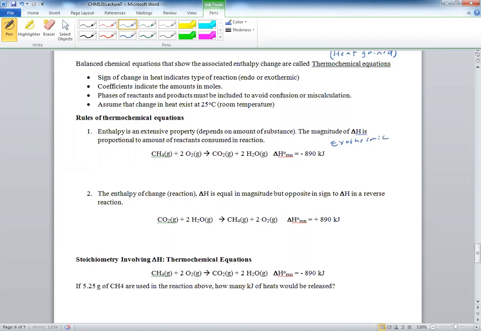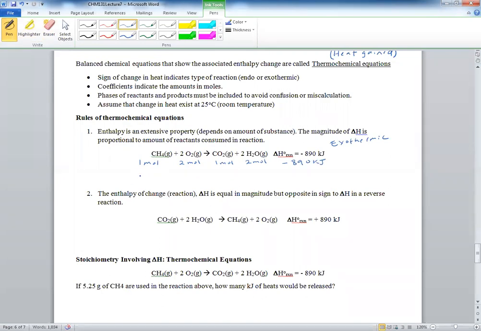Which makes sense. That's burning natural gas. When you cook something, it releases this much heat. In fact, that's why we use this reaction. But what does this mean? It means you have 1 mole of methane, 2 moles of oxygen, 1 mole of carbon dioxide and 2 moles of water. And this gives you negative 890 kilojoules. Remember, the negative means released.